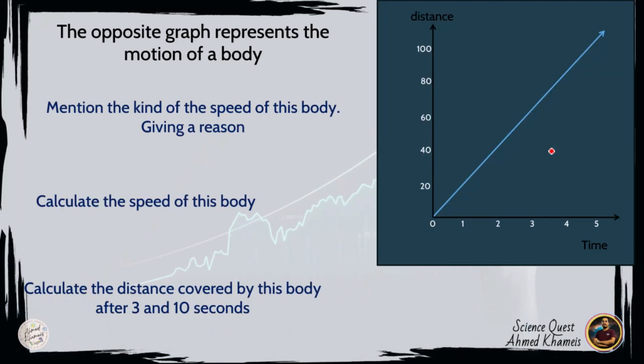The opposite graph represents the motion of a body. Mention the kind of speed and give the reason. So we see that the graph is represented by a straight line passing through the origin point, so it must be a uniform speed. So the motion of the body is regular speed, and why? Because it's represented by a straight line passing through the origin point.